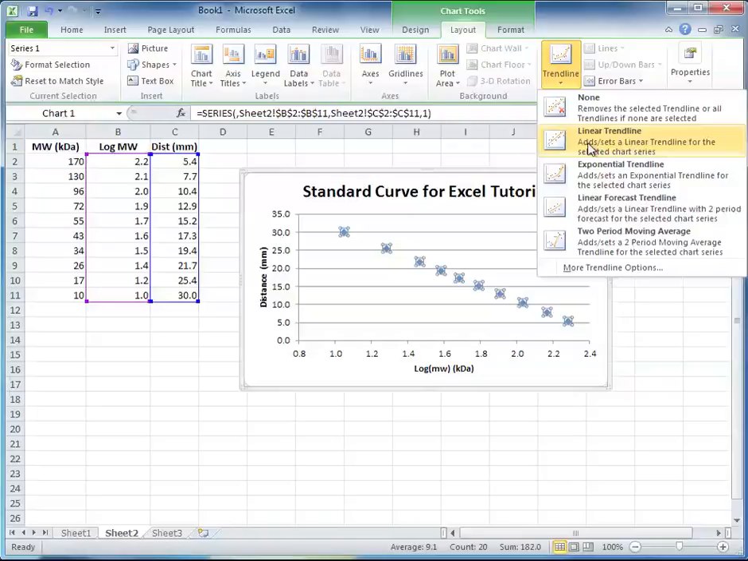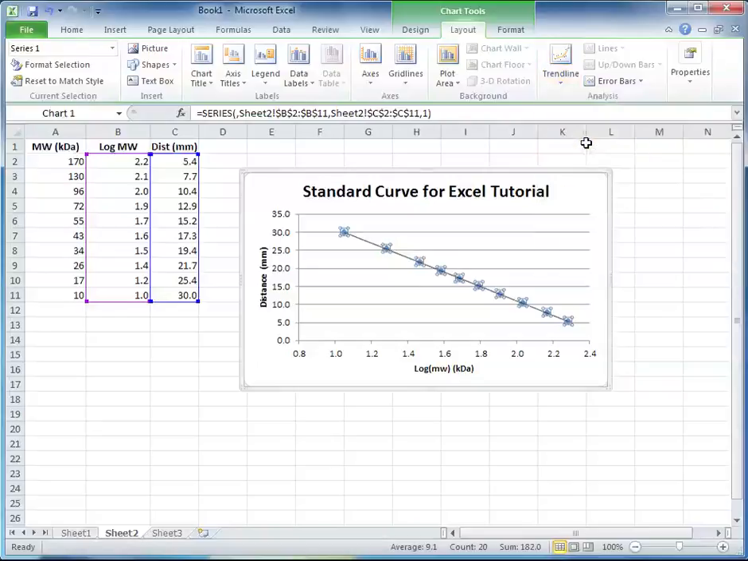Now, I want to do a linear trend line, even though this is not a linear set of data for the molecular weight. It is linear for the log of the molecular weight versus the distance. So I still want a linear trend line.